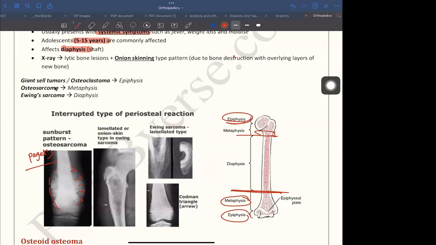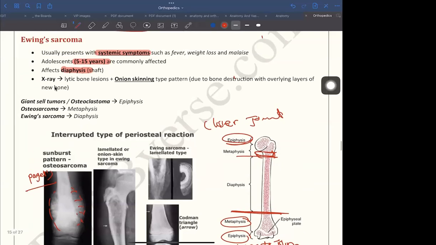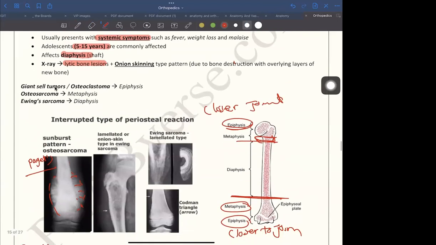The epiphysis is basically closer to the joint. And here, the epiphysis is closer to the joint. The metaphysis is just between the epiphysis and the diaphysis. But there is nothing called the metaphysis now; it's basically called the physis, which is the growth plate. Anyway, on X-ray, a lytic lesion is present, or something called onion skinning. If you look here, this looks like the skin of an onion.